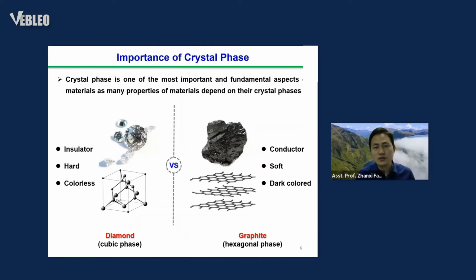Crystal phase is also one of the most important and fundamental aspects of materials, because the physical and chemical properties of materials greatly depend on the crystal phase. Let's take carbon as a typical example. From the view of a chemist, both diamond and graphite are just carbon, but by changing the atomic arrangement of the atoms, for example the cubic phase, that is diamond. Everyone likes diamond. It's very precious. Diamond is an insulator, very super hard, transparent and colorless. But in sharp contrast, graphite, which is a hexagonal phase of carbon, is a very good conductor, very soft, and dark in color.